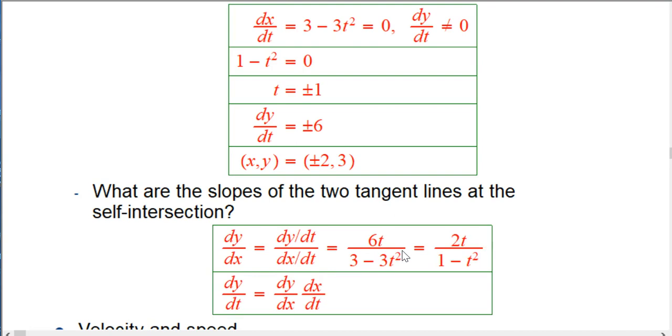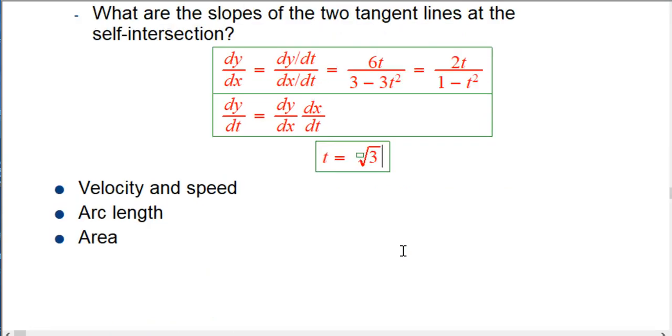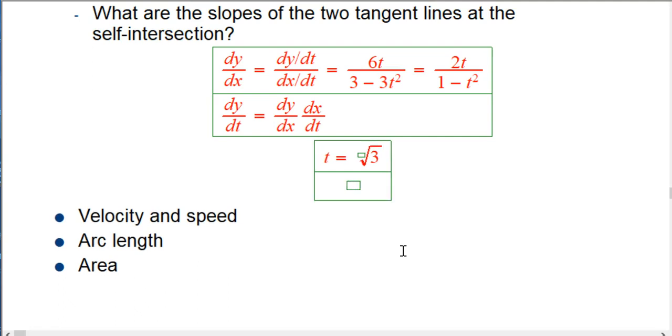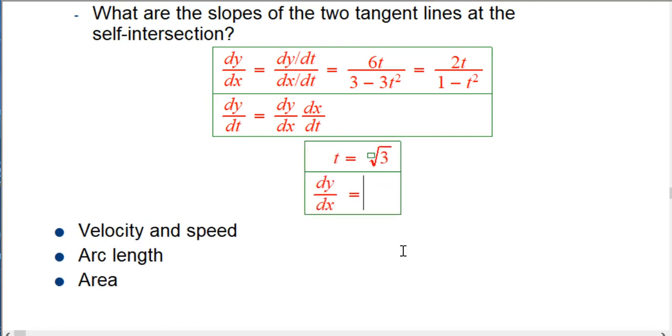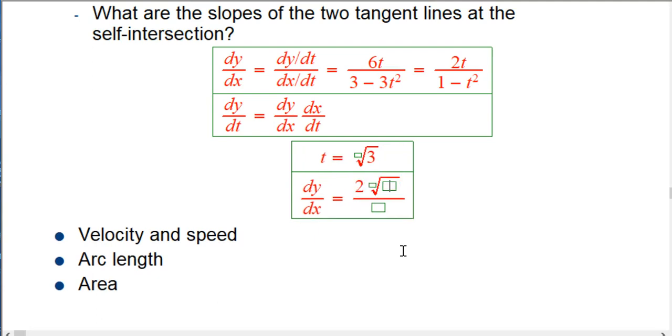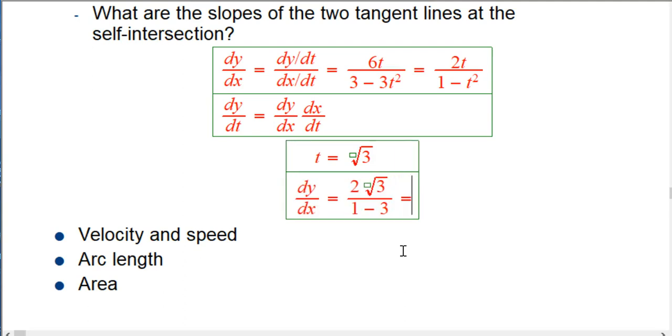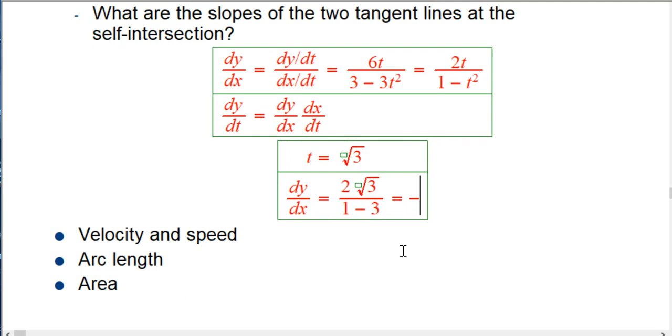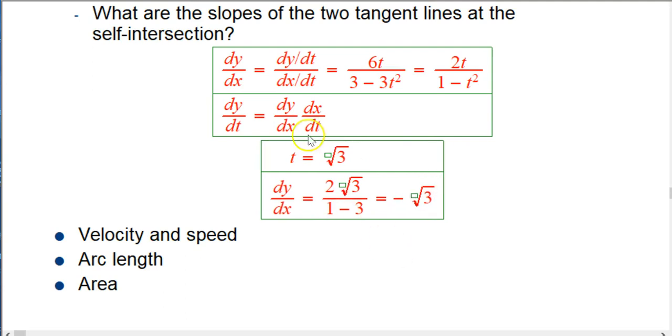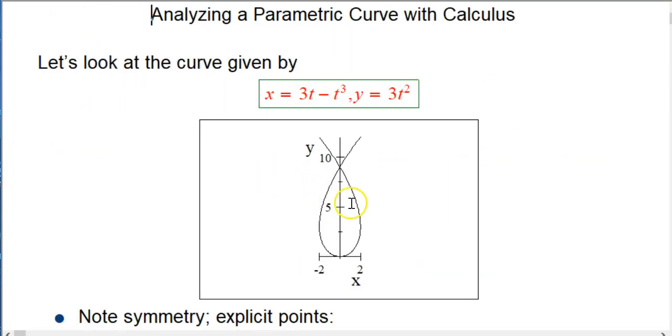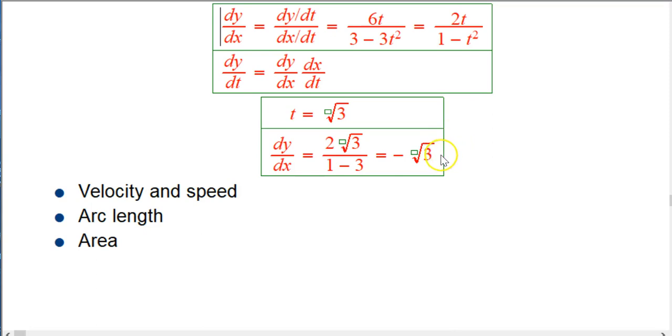Okay. And now where was that self-intersection? At t equals root 3, I get dy/dx equals 2 root 3 over 1 minus 3. That's minus 2 on the bottom, so you just get minus root 3. Let's check that sign. Remember, t equals root 3, that's positive. That's when it's on its way out to the left. That's coming up like this. And that's indeed where the slope should be negative. And the other one is just going to give me the opposite slope.